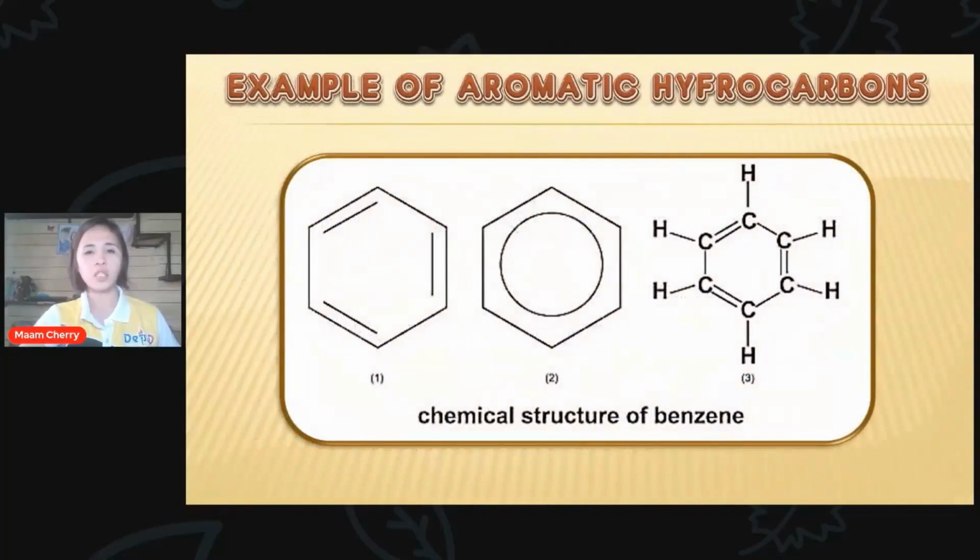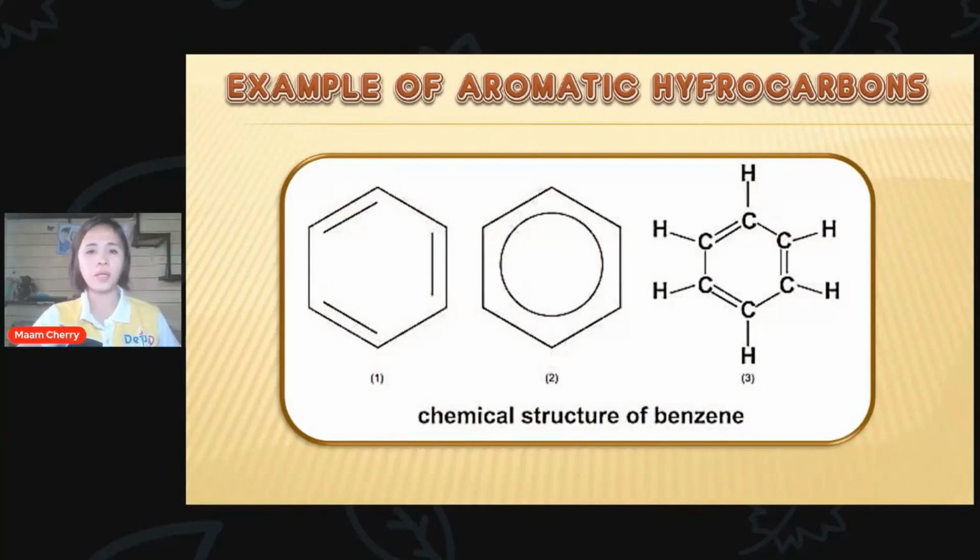Ito po yung expanded formula ng benzene. May 1, 2, 3, 4, 5, 6 carbon na bonded with hydrogen. Ilang hydrogen? 1, 2, 3, 4, 5, 6 also. May single bond and double bond siya. Yun po yung example ng aromatic hydrocarbons.